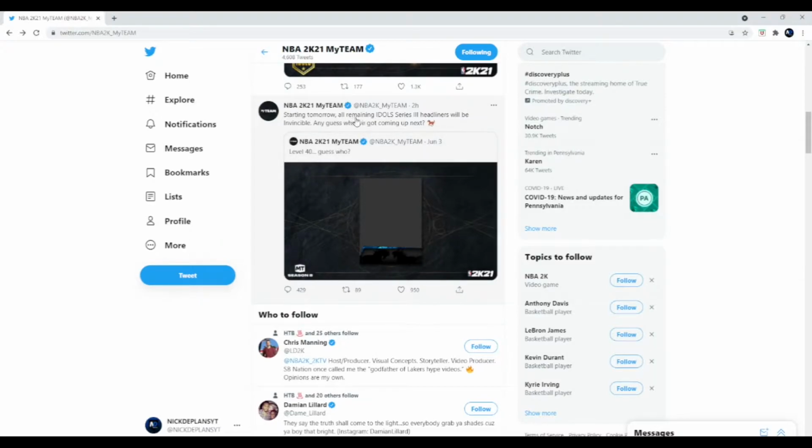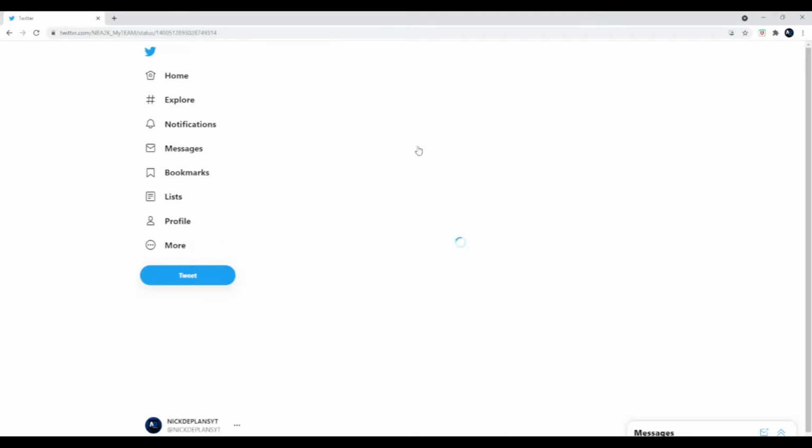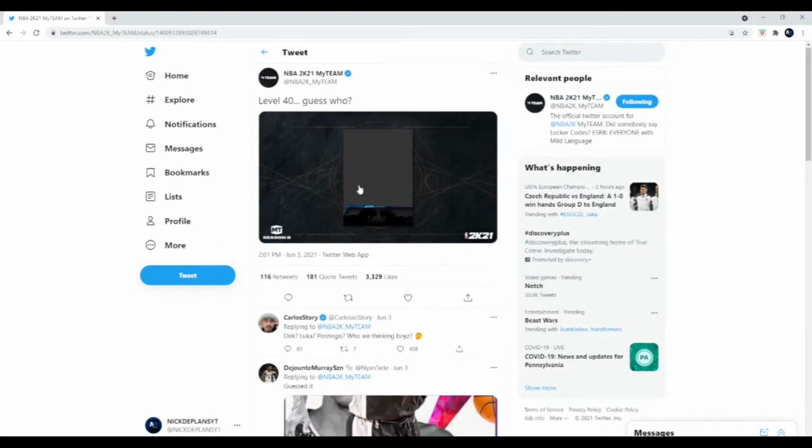Starting tomorrow, all remaining Idols Series 3 headliners will be Invincible. Any guess who's coming next? My guess is Dirk. All right, so this is going to be Dirk, point blank period. So this tweet is from June 3rd when they tweeted out level 40.